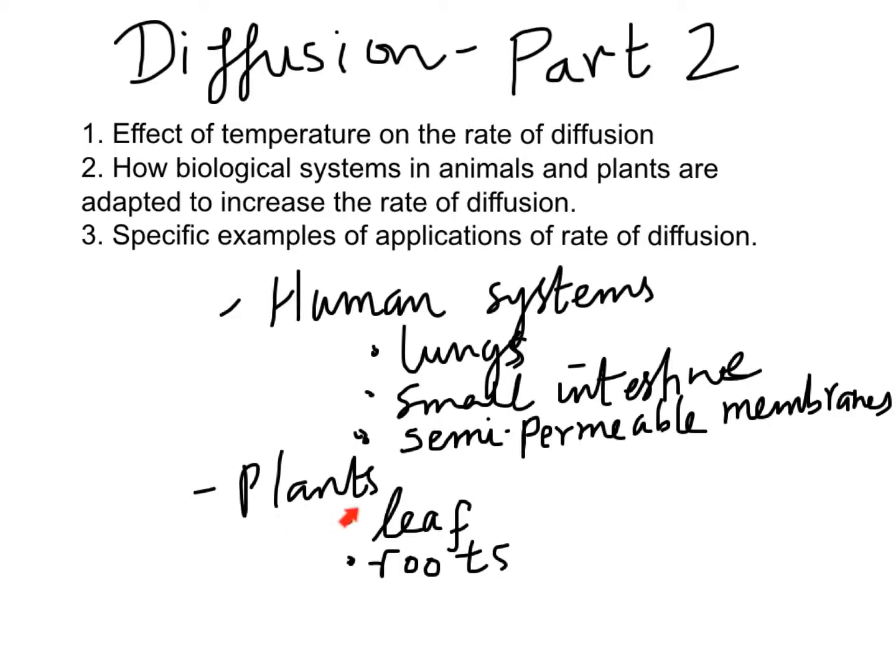We'll also look at specific parts of plants such as leaves and roots, and how these parts are specifically adapted to maximize absorption of substances, or taking the substances in and out of these organs, leaves and roots. For instance, carbon dioxide and oxygen have to go in and out of leaves, and how the leaves are adapted for that. Roots: minerals and water are taken in through the roots from the soil. So we can look at all of these systems, how they are adapted to maximize the rate of diffusion.